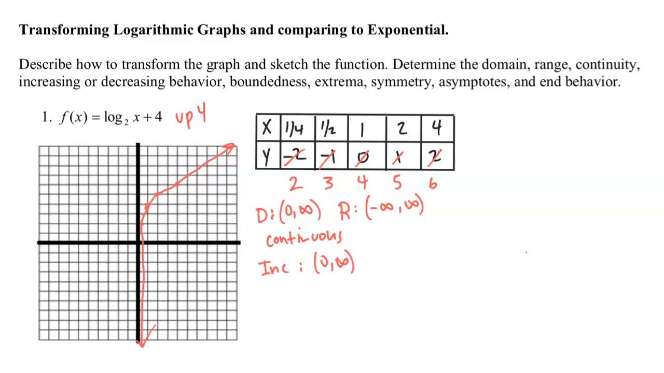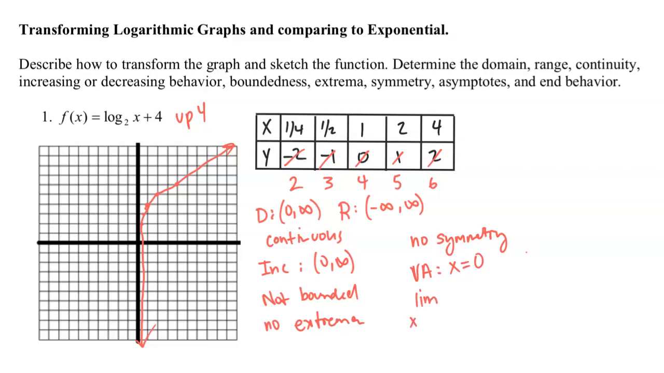Is this graph bounded at all? Well, no, it is not, so I'm going to say not bounded. Are there any extrema? Remember, extrema would be maximums or minimums. And the answer to that question is no, there is not a max or a min. Does this graph have any symmetry? No, there's no symmetry to this graph. It's actually somewhat of a not very remarkable graph because there's not a lot of these things. However, there is an asymptote, so we have a vertical asymptote at x equals 0 for this particular graph, and then the end behavior we'll write using our limits.